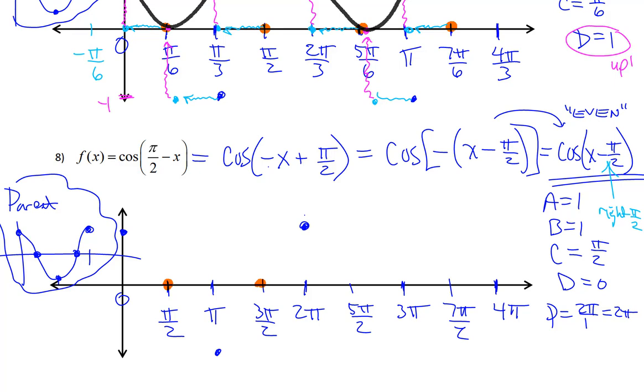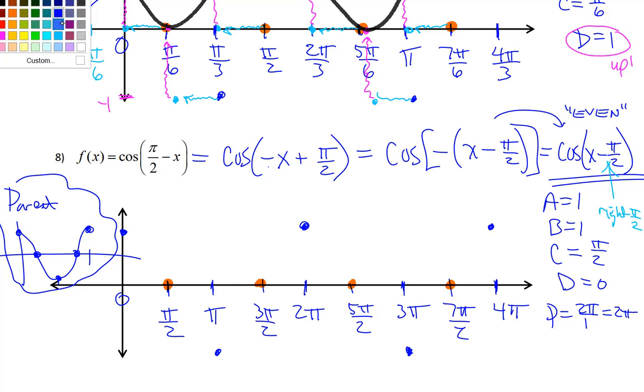Now, we are going to be shifting everything to the right, pi over 2. So all these points will be moving to the right. I'm going to continue, though, and finish out the pattern, so our x-intercepts are every other value. Same thing with the highs and the lows. The pattern just continues.